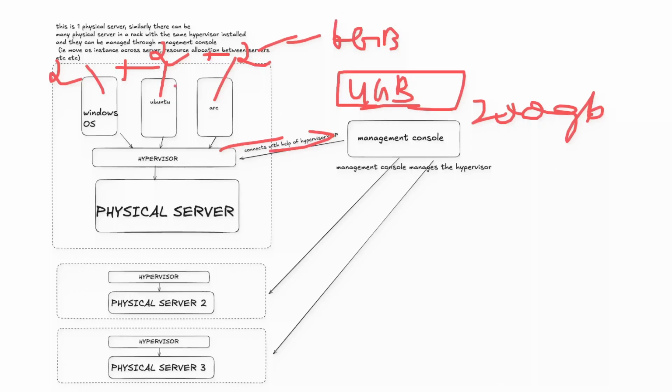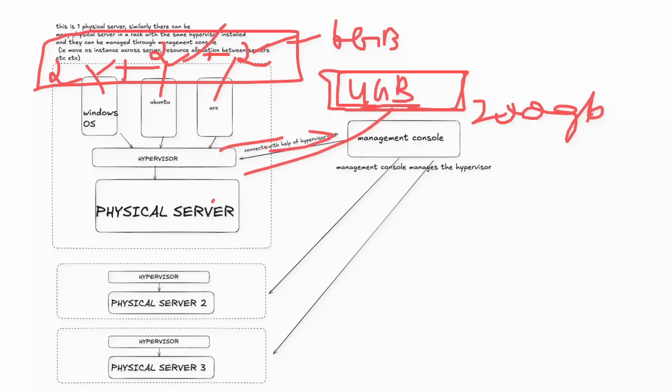So then what is the use of over provisioning? Suppose you have data that you are 100% sure won't cross 4 GB, like combining everything won't cross 4 GB. In an ideal case, suppose you have 4 GB of RAM in your physical server, you would give 1 GB to Windows, 1 GB to Ubuntu, and then like 2 GB to Debian.